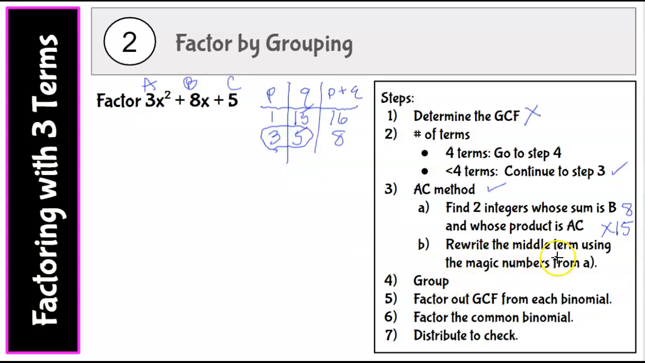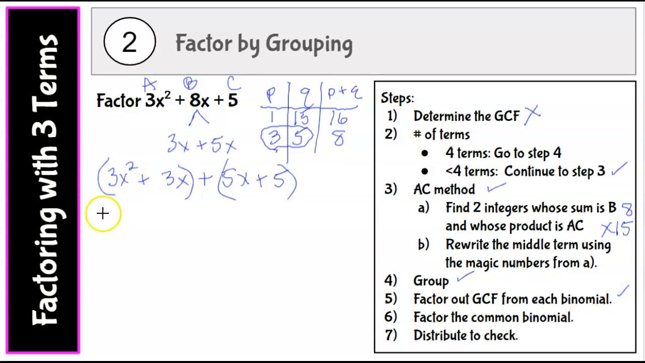So we're going to rewrite the middle term using those magic numbers. So we're going to break this up into 3x and 5x. Does it matter if you do 5x and 3x? It does not matter. I just really like putting the 3's together and the 5's together because now we're ready to group. We know how to do factor by grouping. We're going to group these 2 together and these 2 together. And if you pick the right magic numbers, there's going to be a GCF. They both have 3x in common, leaving me with 1x here.